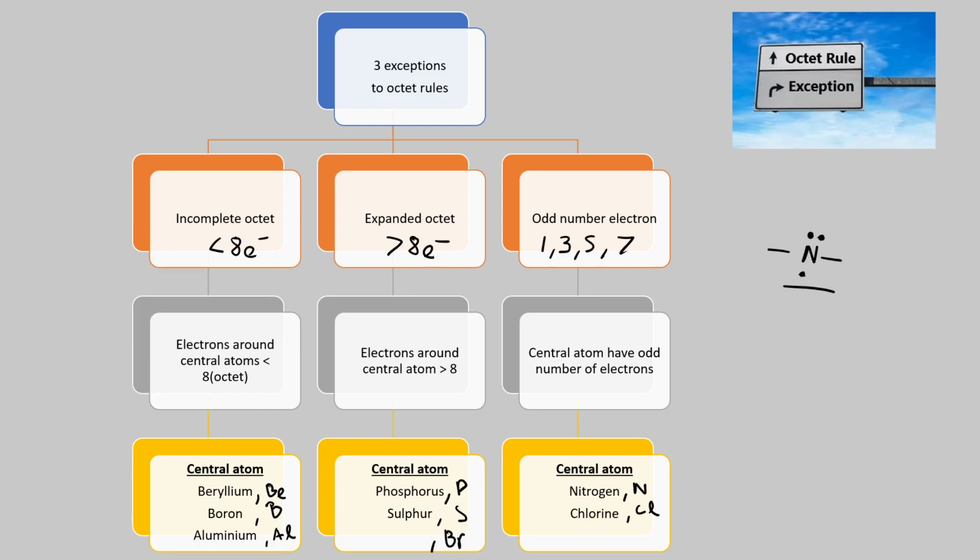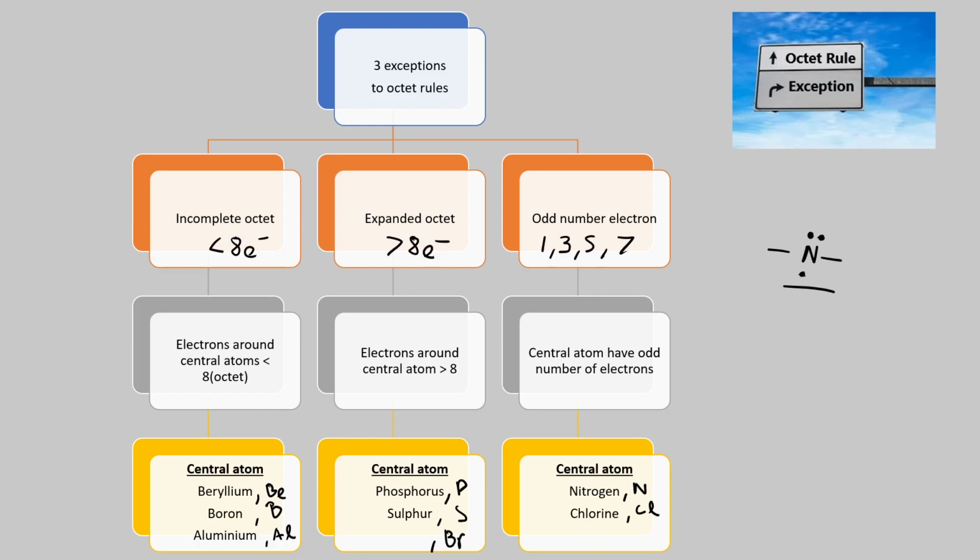Bila kita buat Lewis structure tu, dia punya central atom tak dapat octet. Okay, boleh tak? Boleh. Okay, salin kat tepi tu je. So, untuk odd, nitrogen dengan chlorine. Untuk incomplete, we have beryllium, boron, and aluminium. And expanded, we have phosphorus, sulfur, and bromine. Tu je.